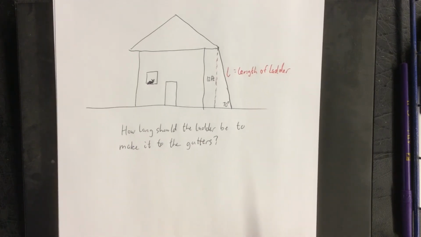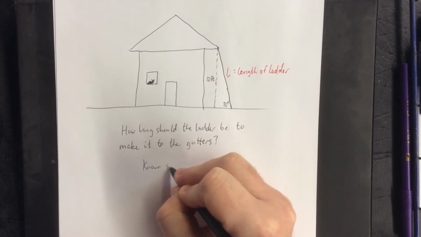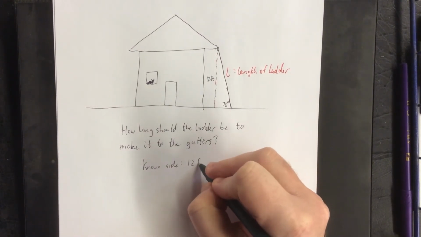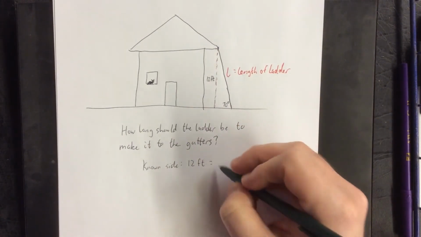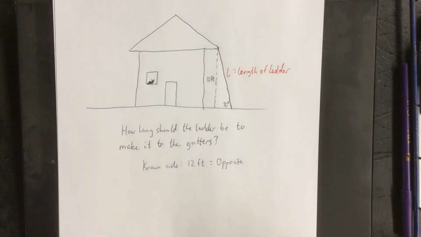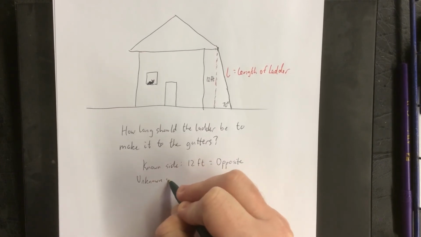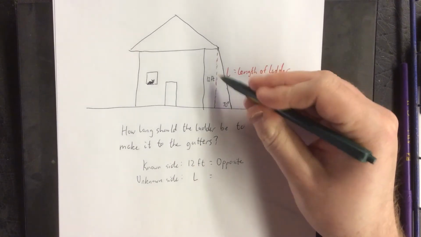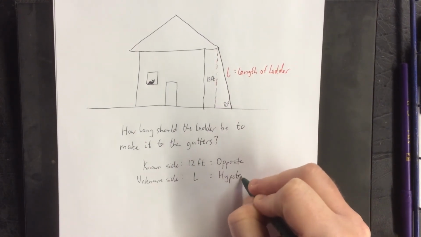Well, from the perspective of the 70-degree angle, the known side would be 12 feet, and that is going to be equal to, from the perspective of the 70-degree angle, that is across, so that would be the opposite side. Then the unknown side would be the length of the ladder. From the perspective of the 70-degree angle, that is the slanty side, that would be the hypotenuse.